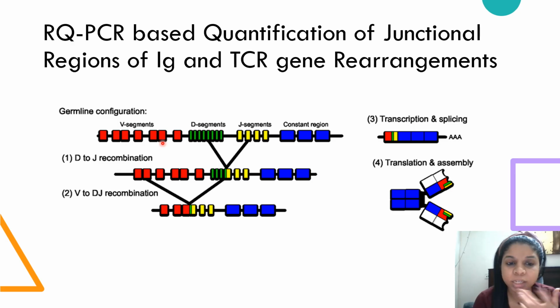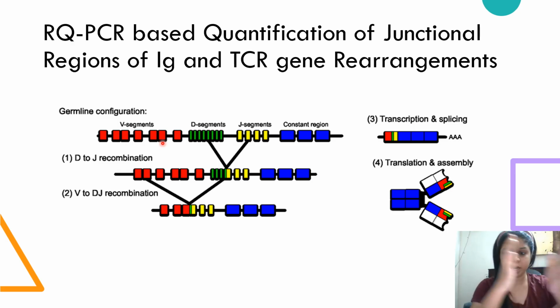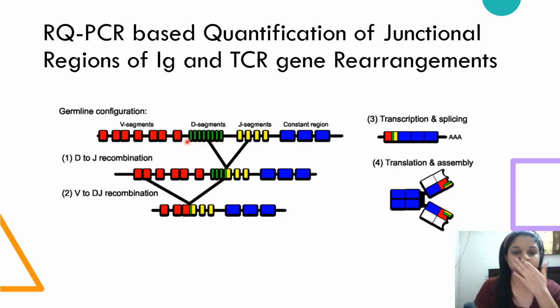In that there are segments like the variable segment, the diversity segment, and J is the junctional segment between the constant and the variable region. There are so many types of segments inside the V area only. You can see V1, V2, V3, V4, V5. There are different types of segments, so these segments can be different proteins that will express these immunoglobulins. There are also different D segments and different J segments.